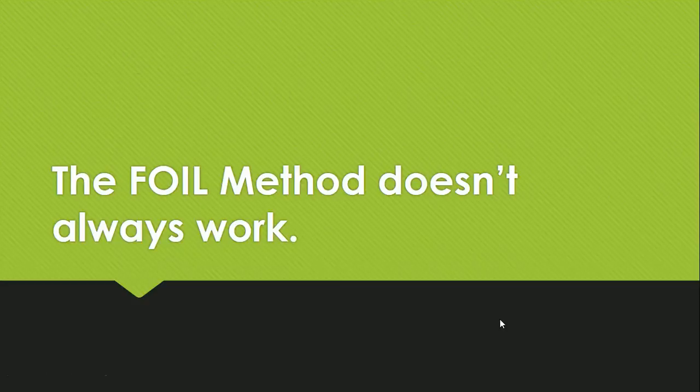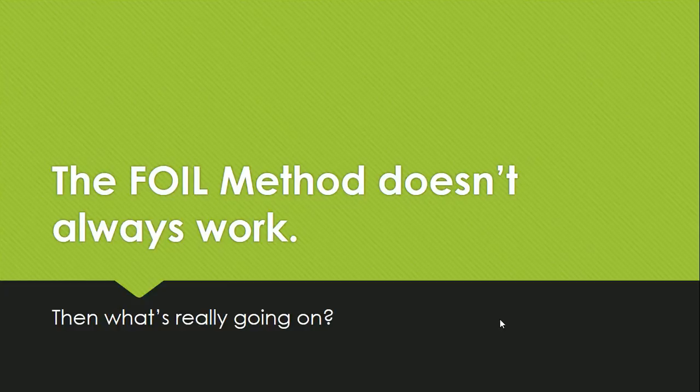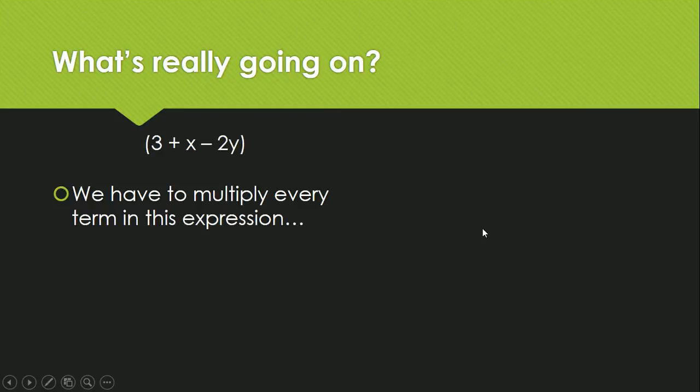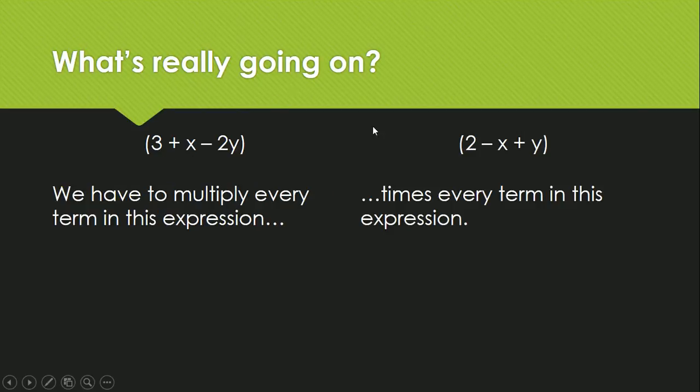Okay, the FOIL method doesn't always work. It works really nicely when we just have two terms in parentheses, but we need to look at what's really going on. So the rule that we need to follow isn't really that hard. And let's look at this one. It has 3 terms times 3 terms over here. So we have to multiply every term in this expression times every term in this expression. That's the big rule that we're following. Every term in this expression times every term in this expression.